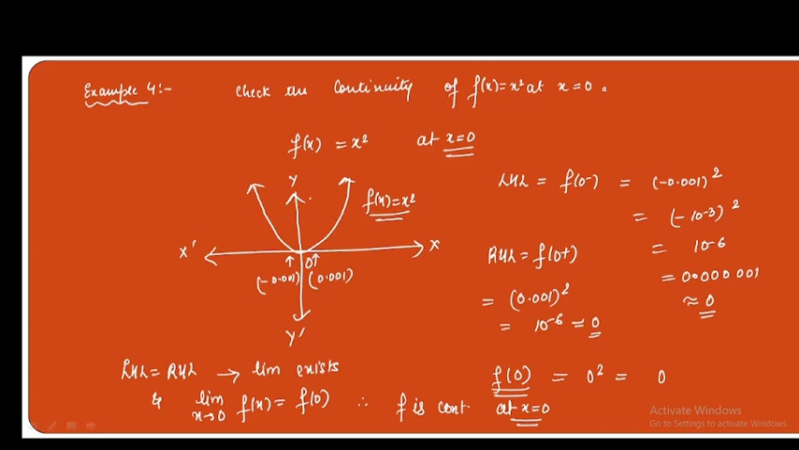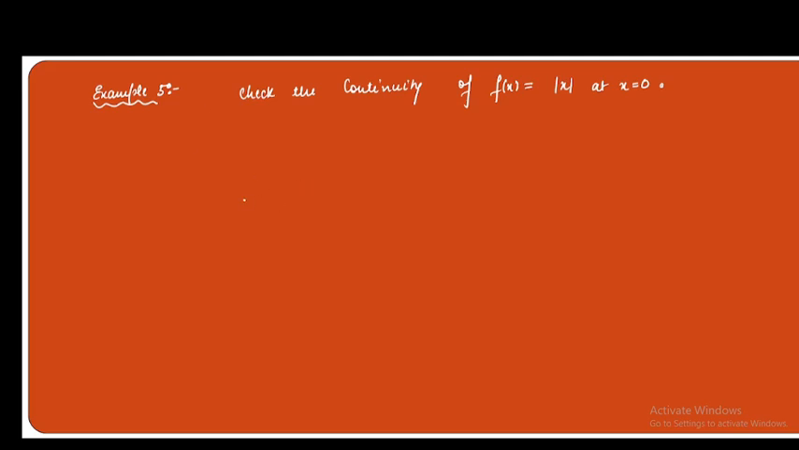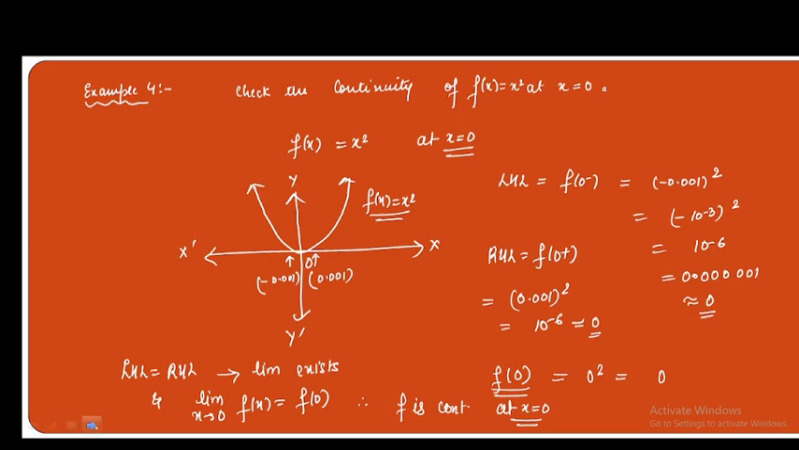And you can see from the graph itself, when you are drawing the graph, you can draw it without raising or lifting the pencil in one stroke. There is no discontinuity in the function. So from the graph also we can observe that it is a continuous function.